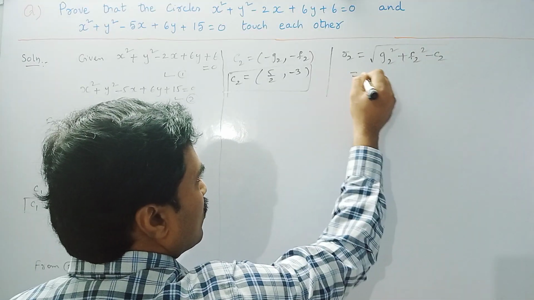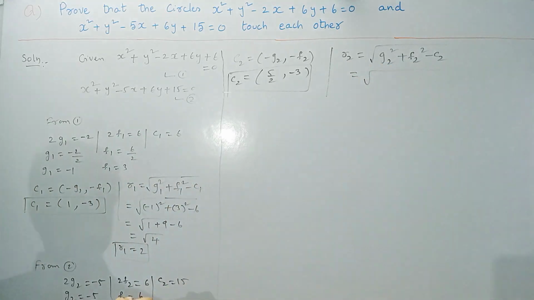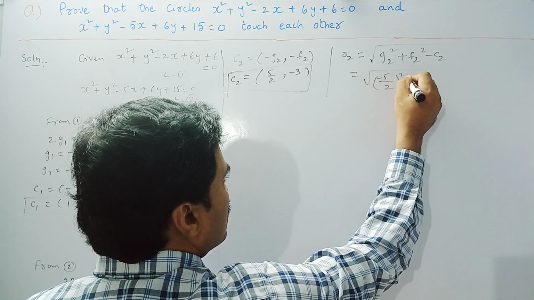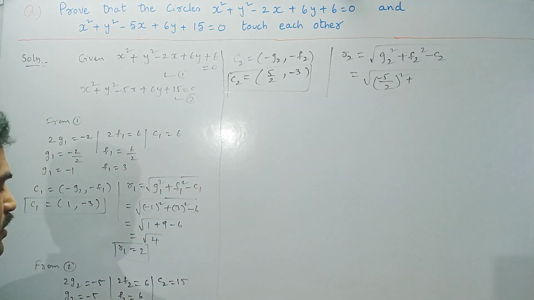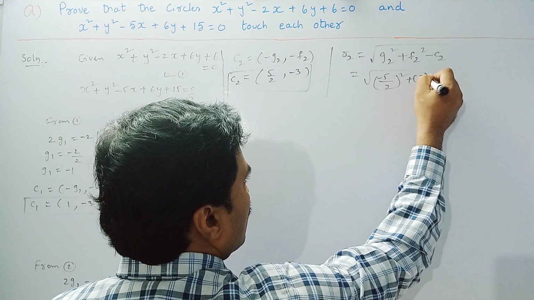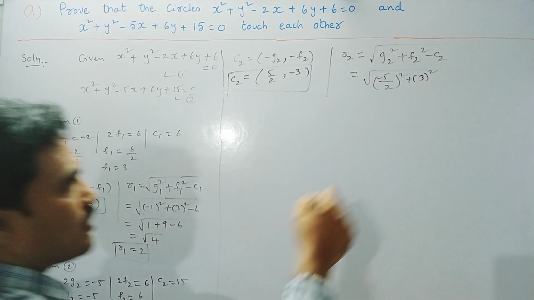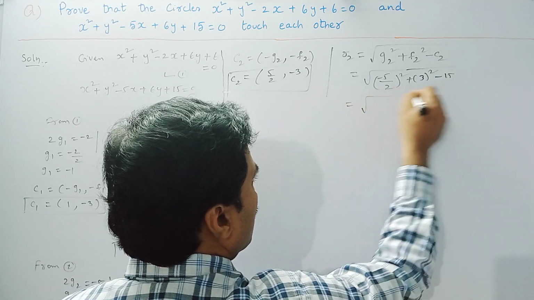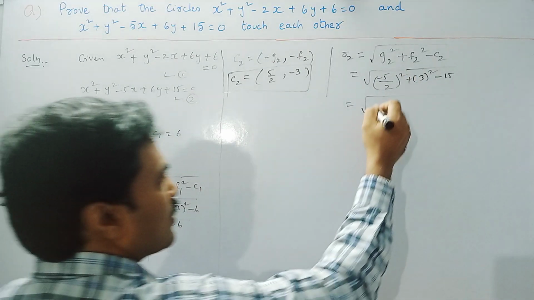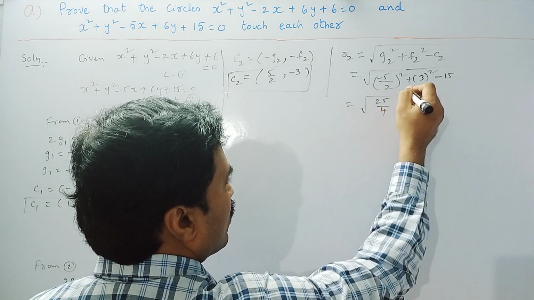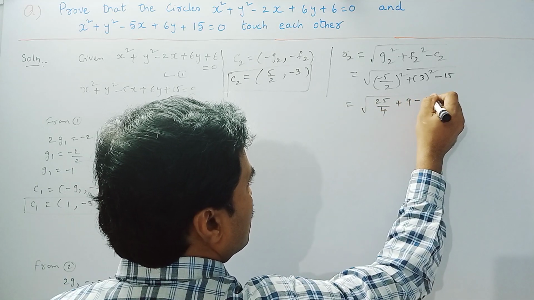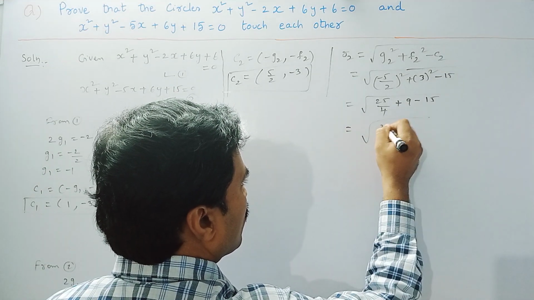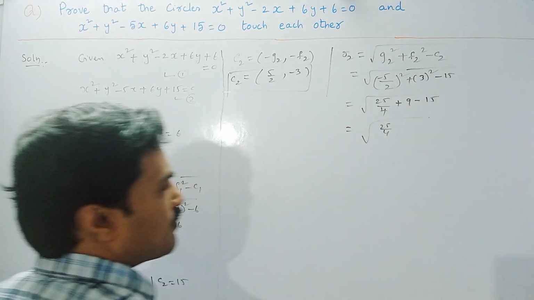So this is equal to, what is G2 square? The G2 value is minus 5 by 2, so minus 5 by 2 whole square. Then what is F2? F2 is 3, square. Then what is C2? C2 is minus 15. So minus 5 by 2 whole square is 25 by 4, plus 9 minus 15. So expand this, we get the square root of 25 by 4, and 9 minus 15 is what?